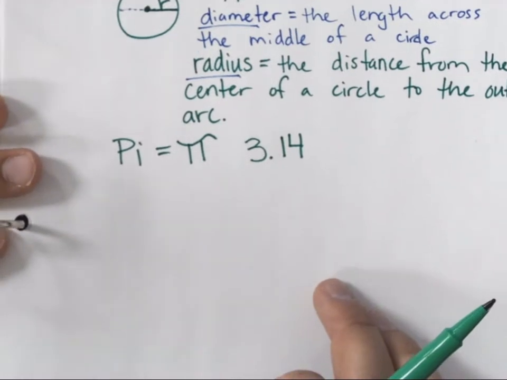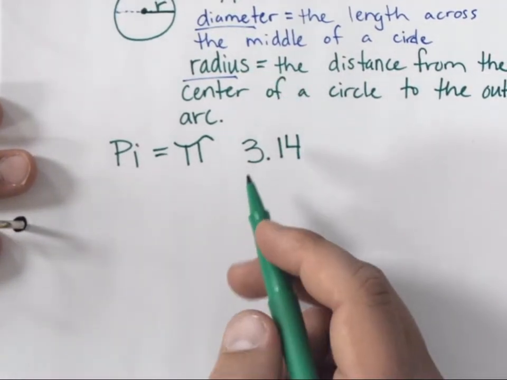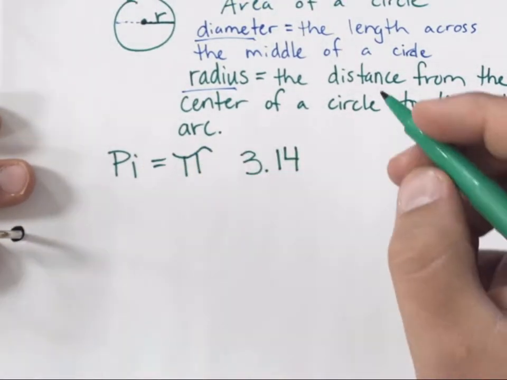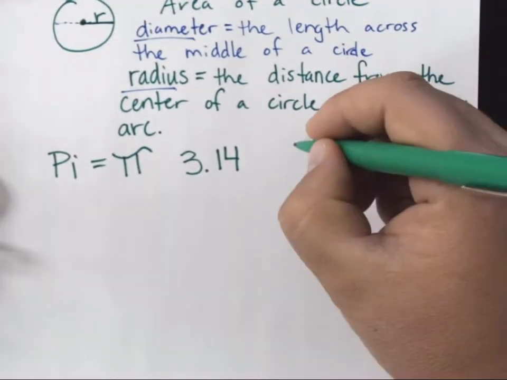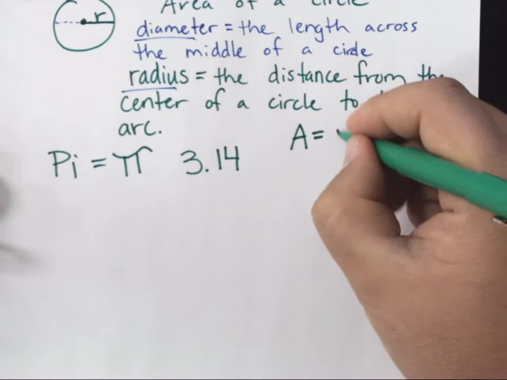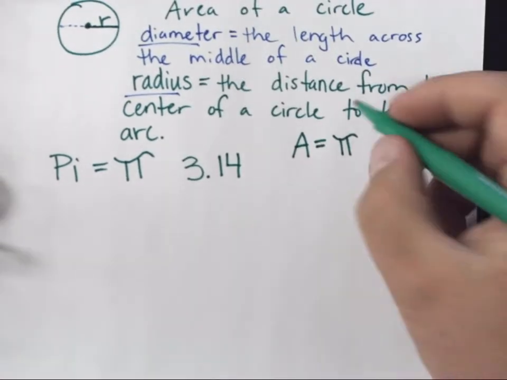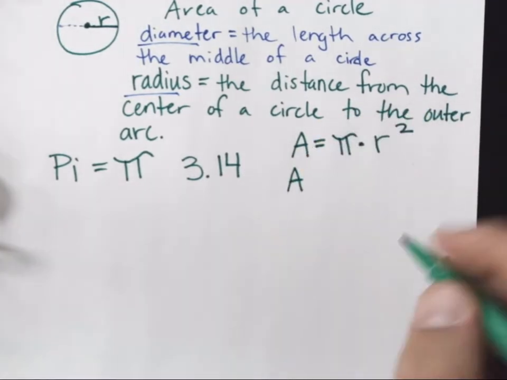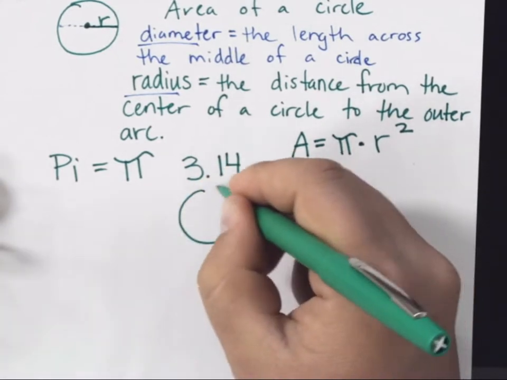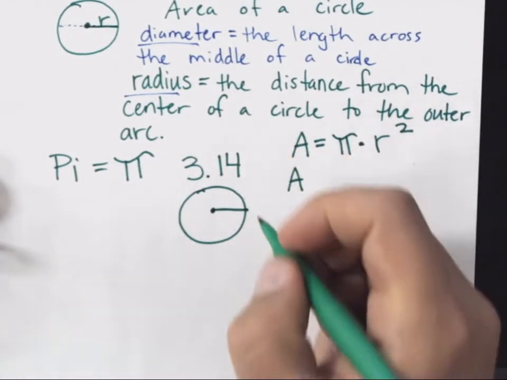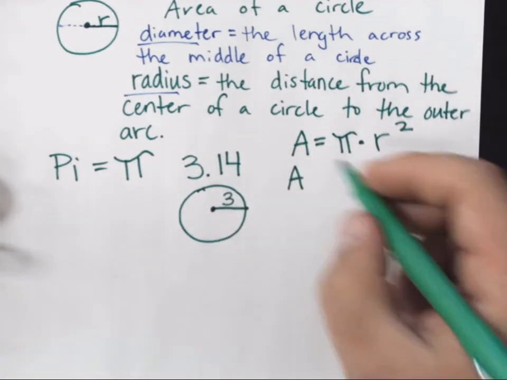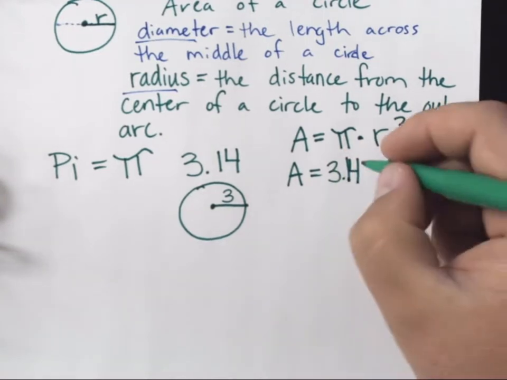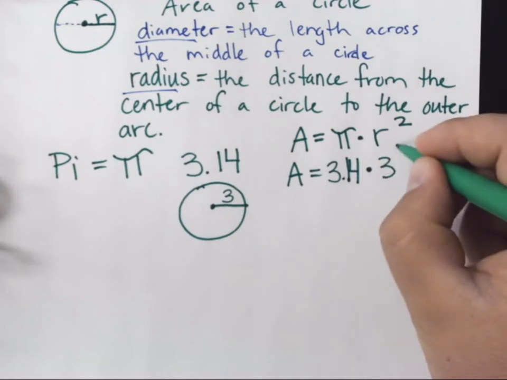So now that we know what pi is and we know what the radius is, which is the distance from the center of the circle to the outer edge, we need to come up with our formula for the area of a circle. Okay, our formula is going to be A for area equals pi, which is 3.14, times the radius squared. So let's give a circle an actual radius from the center to the outer edge. Let's say that distance is 3. So our formula would say A equals 3.14 times 3, which is the radius, squared.